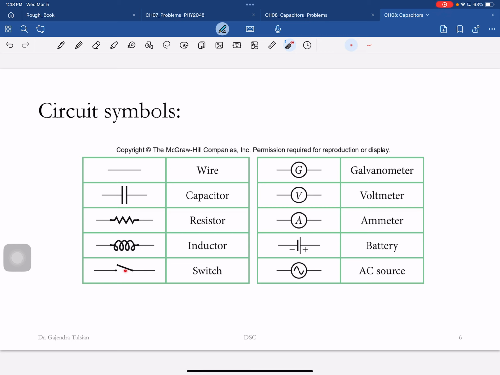This is just a switch. This is a current measuring device. This is a voltage measuring device. That's a battery, and this is an AC source.